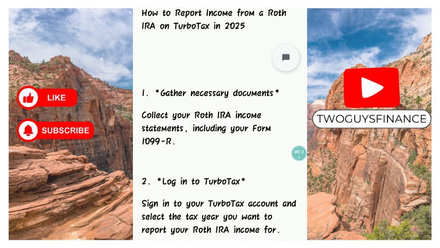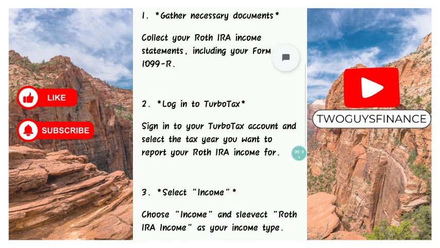The first step is going to be to gather necessary documents. So go ahead and collect your Roth IRA income statements, including of course your form 1099-R. Next, once you've gathered those documents, go ahead and sign into your Turbotax account, and then just select the tax year that you want to report your Roth IRA income for.